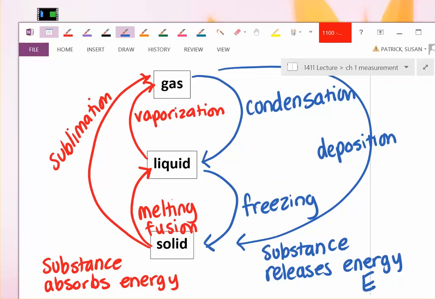So a lot of times in these phase changes that involve releasing energy, you don't see a temperature change because the heat is going somewhere else or into some other form. To keep these straight, remember the red ones all involve absorbing energy, so you heat a substance to make these happen. The blue ones involve releasing energy, so we think of that as we cool the substance, which just means we're taking heat away from it to make these happen.